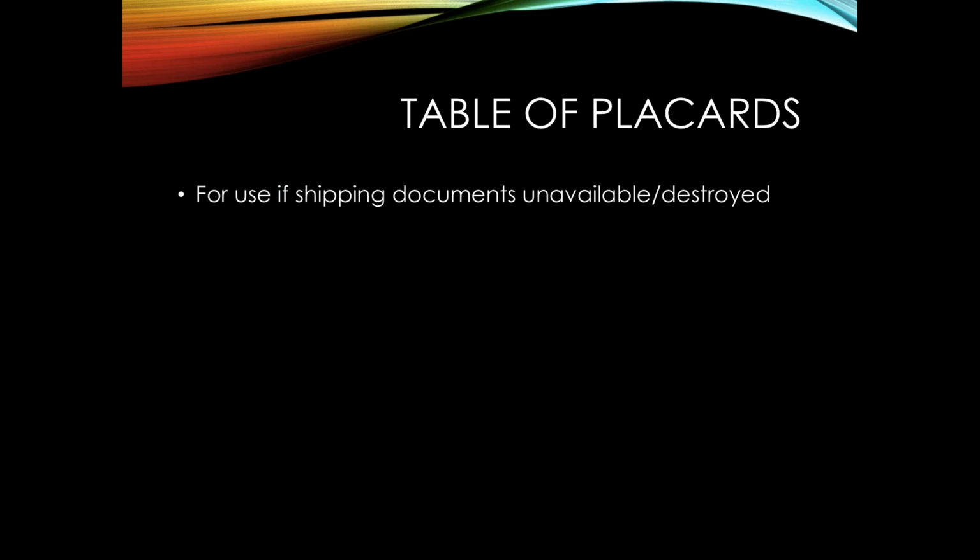So you scroll through, I'm not sure what page it's on. What page is it on yours? Pages 8 and 9 in the 2016 book. This is your table of placards. So if you have an incident, all you see is the placard there. You look at the placard and look at the number that's circled on there. That tells you what guide number to go to in the orange section. This is used if your shipping documents are unavailable or destroyed, so they refer to the orange section based on the placard.